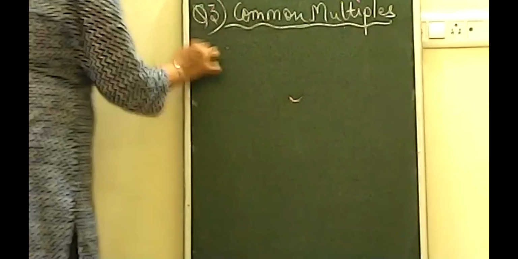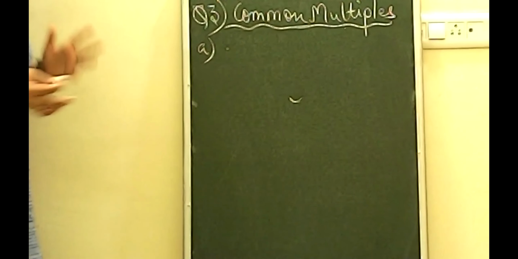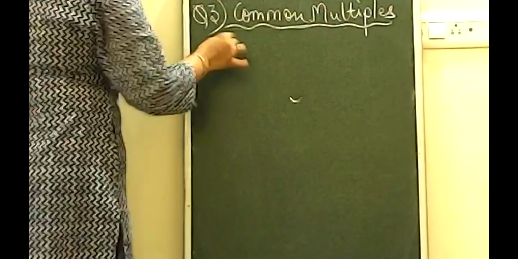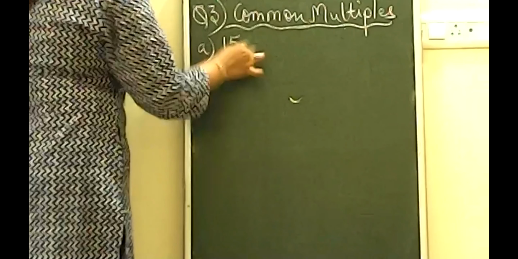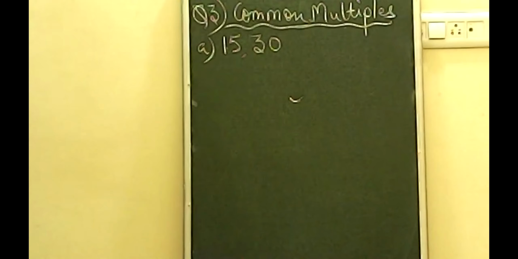So now we are taking it. First question, I am taking the question randomly from my mind. So the question is, you have to find the common multiple of 15 and 30. Okay, the common multiple of 15 and 30. What are we going to do?